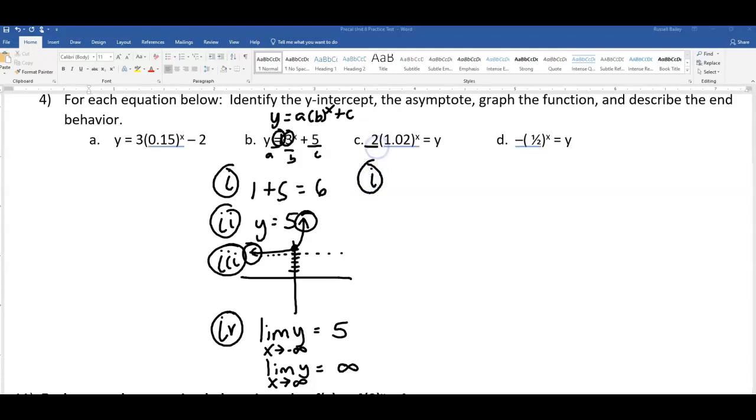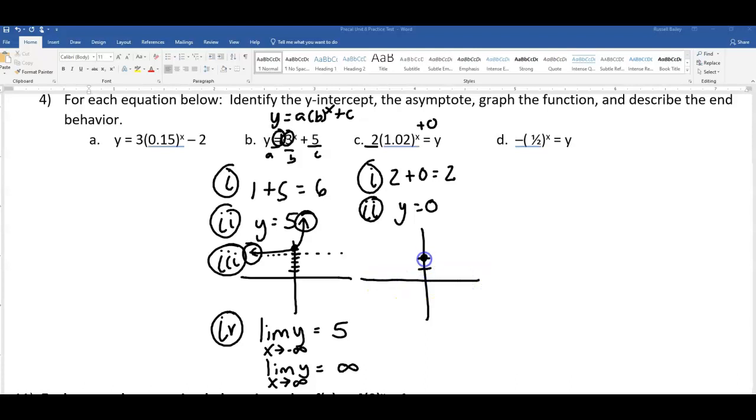Y-intercept is the A plus the C. Now you'll notice that the C is missing. So in this case, my C is 0. So we have 2 plus 0 equals 2. Next, we're going to do the horizontal asymptote, which is the C value. And now we're ready to graph.